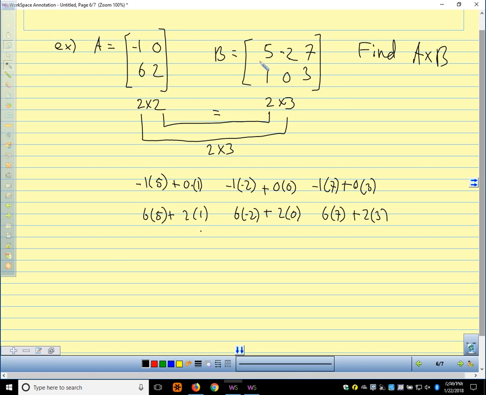So I'm multiplying the rows by the columns. That's going to be my result. It's 2 by 3. So then I'm going to do this arithmetic. Here I get a negative 5. Here I get a positive 2. Here I get a negative 7. Here I get a 32. Here I get a negative 12. And here I get 42 plus 6.